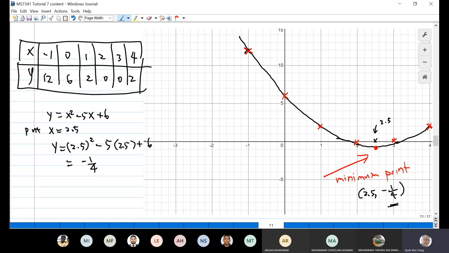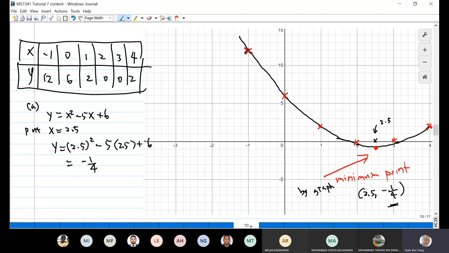So this is the answer for part A, by graph. If you draw a graph accurately, you should get a similar answer, definitely above minus 1. So this is for part A. Now, how about part B?